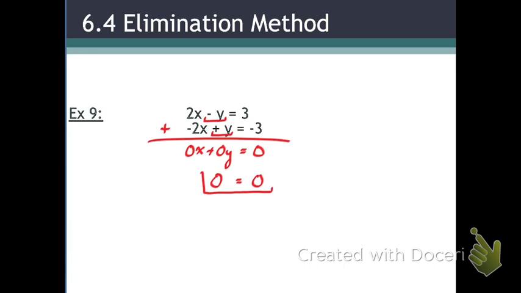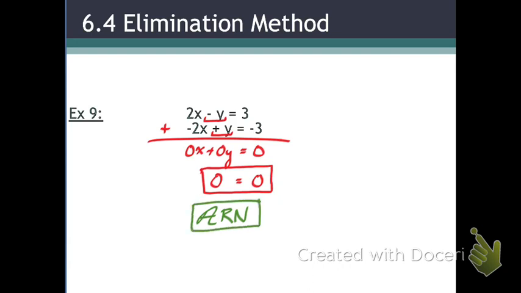This is a true statement. And we know if we get all the way to the end and everything's eliminated and what's left is true, that means our answer is all real numbers or infinite solutions to that equation.